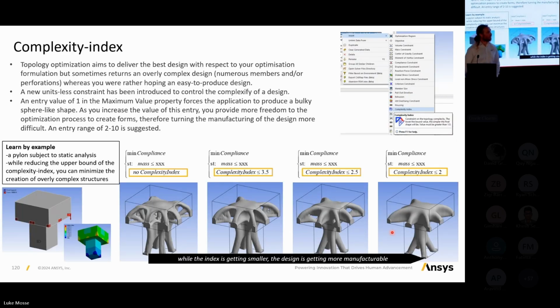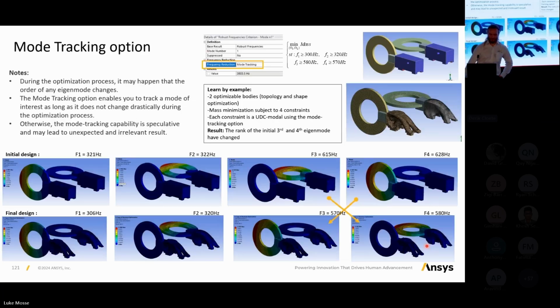There's also this new complexity index. So topology optimization will often give us these weird alien-like structures, which are not manufacturable. And this complexity index allows us to simplify things and give us something that is a bit more achievable. So it's a simple parameter that we set between 1 and some higher value. 1 will generate a sphere, or higher values will generate more complex structures. So this is the same analysis solved with complexity index of 3.5, 2.5, or 2. And as you can see, it's getting simpler and simpler and more easy to work with.